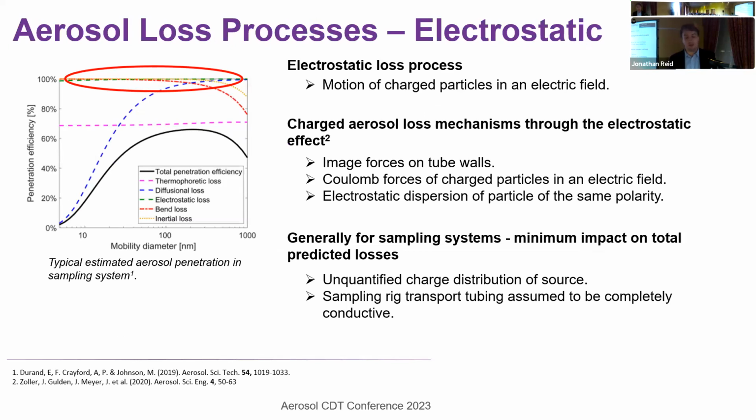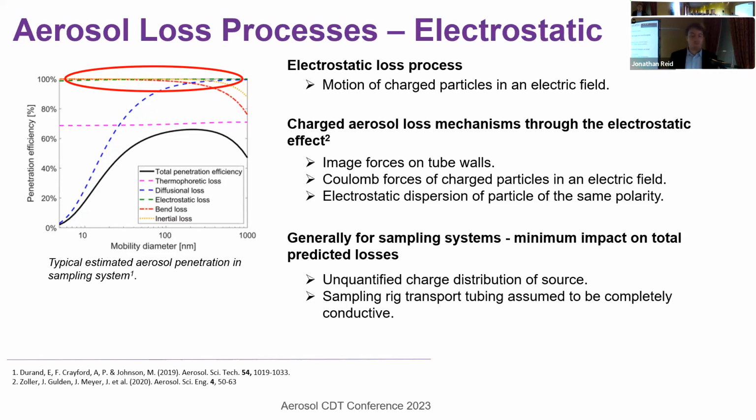So there are 5 main aerosol loss mechanisms associated with sampling NVPM: thermophoretic loss, diffusional loss, electrostatic loss, bend loss, and inertial loss. In this study, I mainly focused on electrostatic loss. The electrostatic loss is the motion of charged particles in an electric field. This can be external to the sampling system, on the sampling system walls, or on the particles themselves.